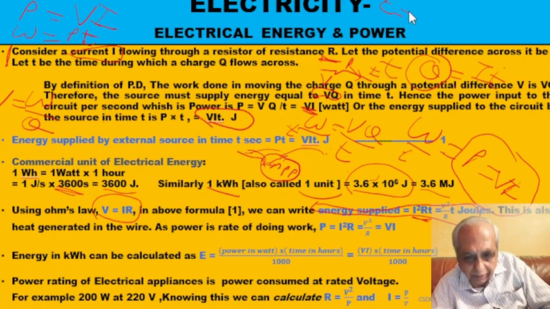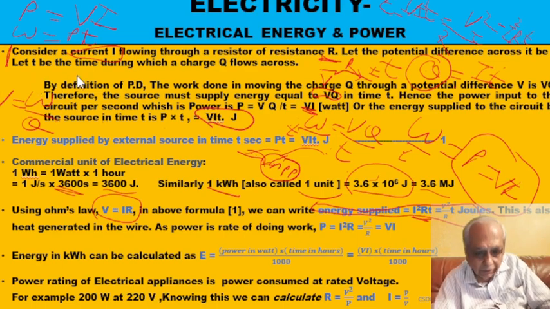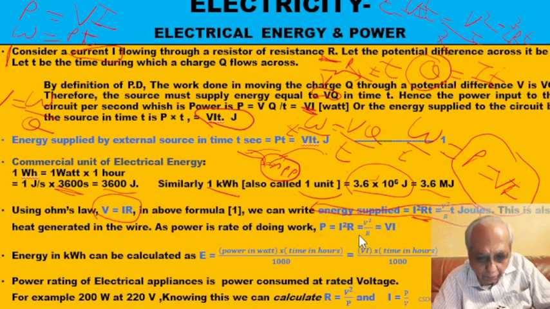Energy is equal to VIT. You use Ohm's law and you will get the three answers: V square upon R into T, or I square RT. Now if you divide by T, we will get power. So power can also be written in this system. Power is I square R or V square upon R or VI.